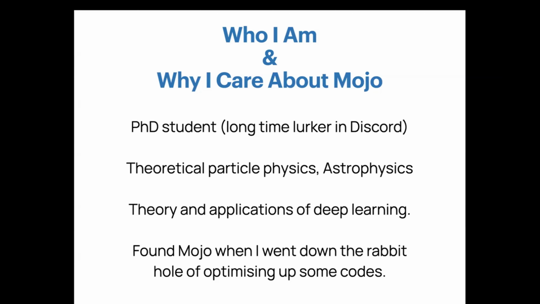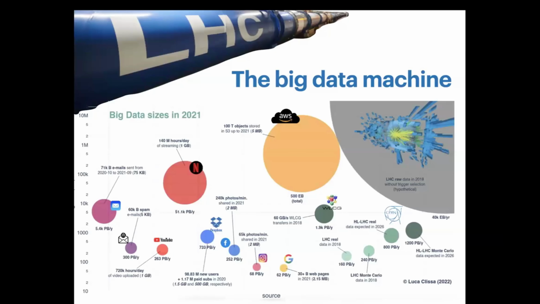Before I dive into what exactly Mojo is doing, I have to give you some background on what we do with computing in particle physics. I'll just give a brief example. The machine that you see is called the Large Hadron Collider. It's pretty much the biggest machine we as a species have built. It's located in Europe. It's a 27-kilometer ring, and we smash subatomic particles and study them.